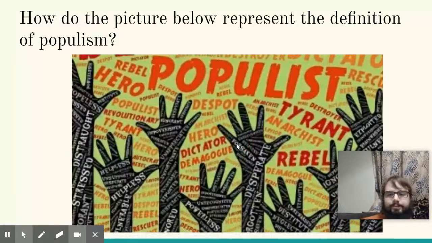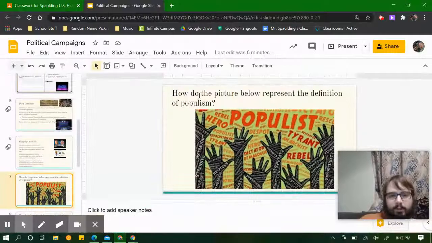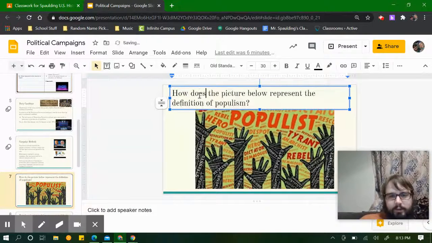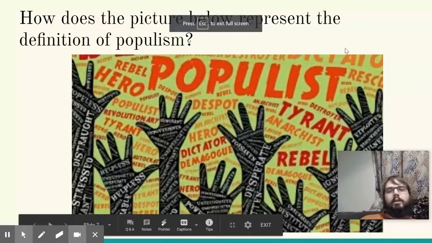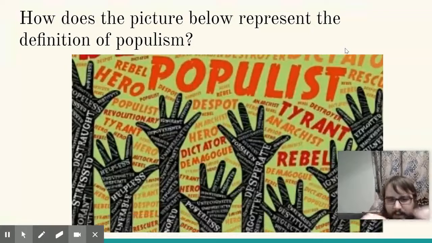All right. This next one you can just answer in your notebook. Hopefully you understand populism a little better now. But just take a minute, look at this picture. How does this picture below represent the definition of populism? That was really bad grammar. It should say how does the picture below represent the definition of populism? Take a minute, get your thoughts together, and then go ahead and write them down.